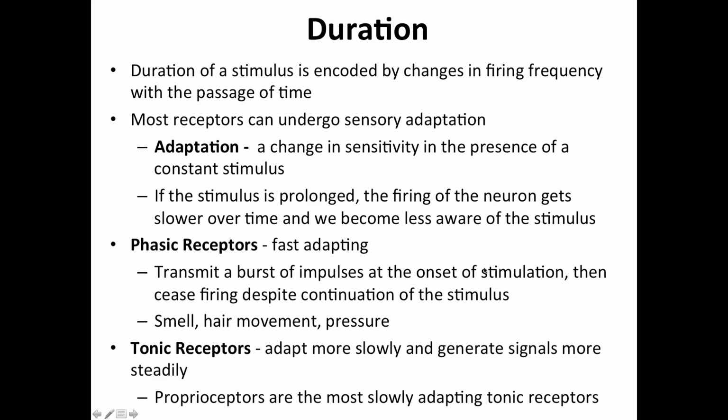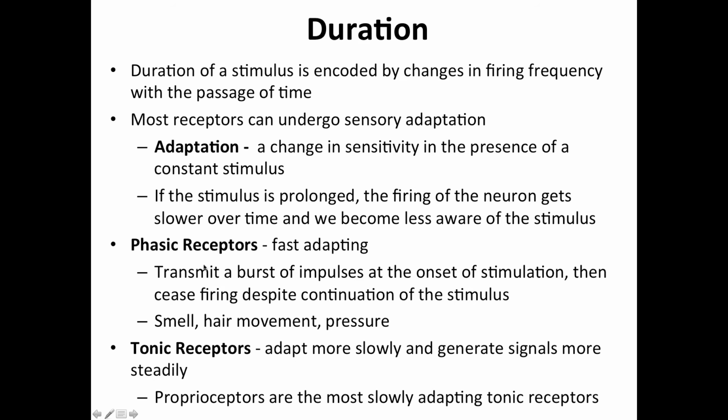Lastly, we look at receptors classified by duration. So duration of a stimulus is encoded by changes in the firing frequency within the passage of time. So in addition to knowing how intense a signal is, if the frequency continues to last for a long time, that's how you know when the stimulus starts and when it stops. Now, what's tricky here is that most receptors can undergo adaptation, where they can actually alter their sensitivity to a stimulus, even though a stimulus itself may continue to fire.